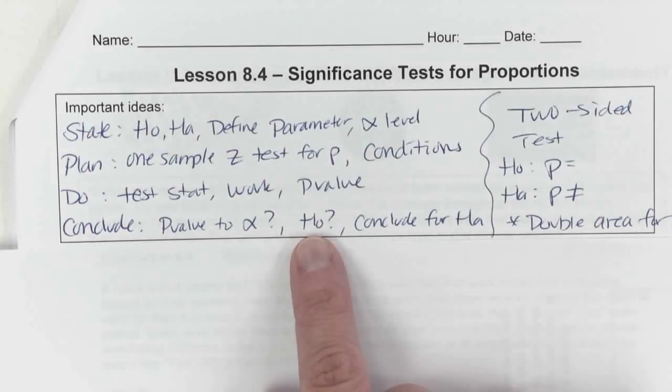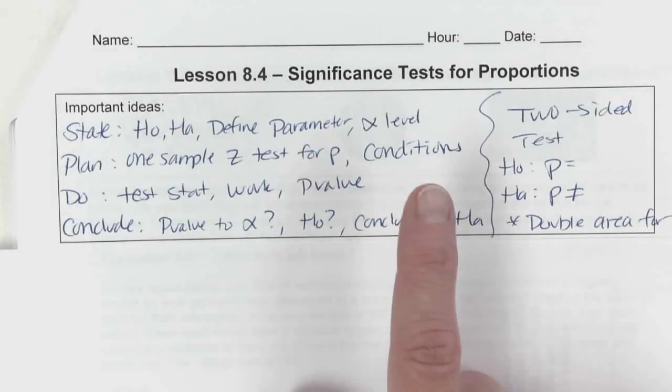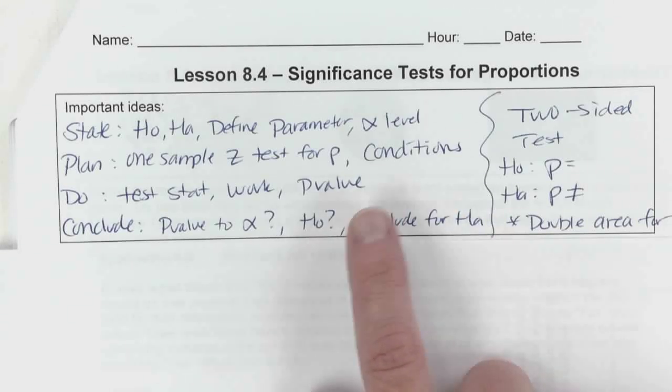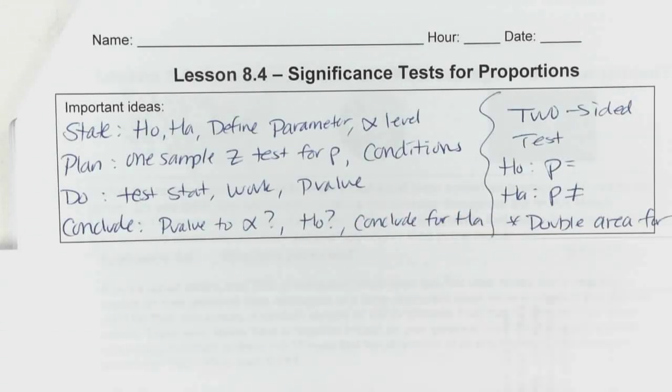What would you do about the null hypothesis? Do we reject or fail to reject? And then make your conclusion always about the alternative. We do have convincing evidence for blah, blah, blah. We do not have convincing evidence for blah, blah, blah.